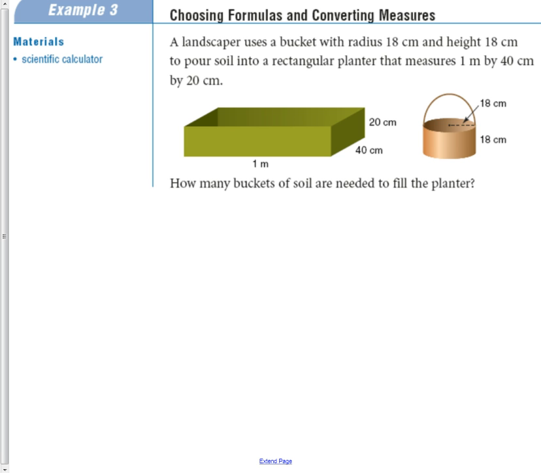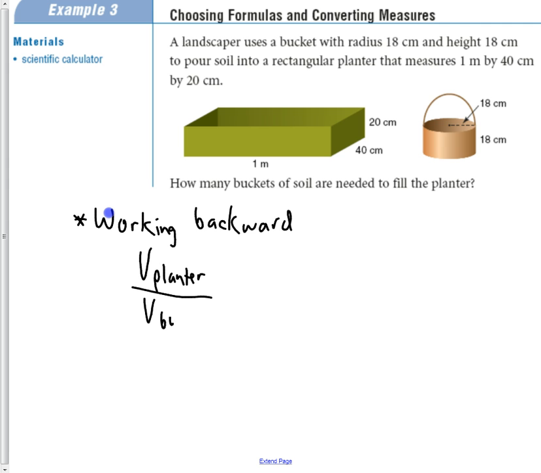Working out our solution, we could probably think of this one again as working backwards. First, we need to know the volume of the planter. Okay, so working backward here, the last step would be volume of planter divided by volume of bucket. And that will give us the number of buckets needed. Okay, so before that, we would obviously need those individual volumes. So volume of the bucket, that could be calculated right as is.